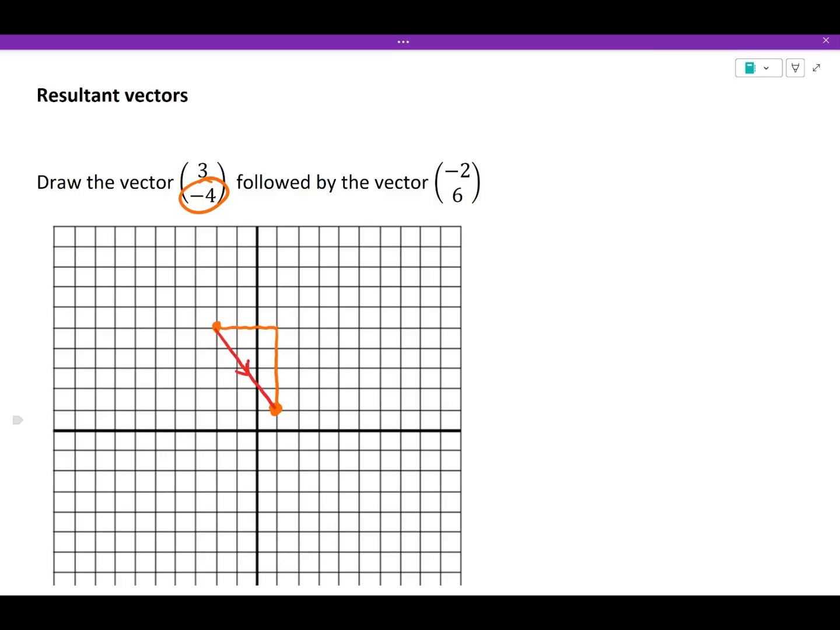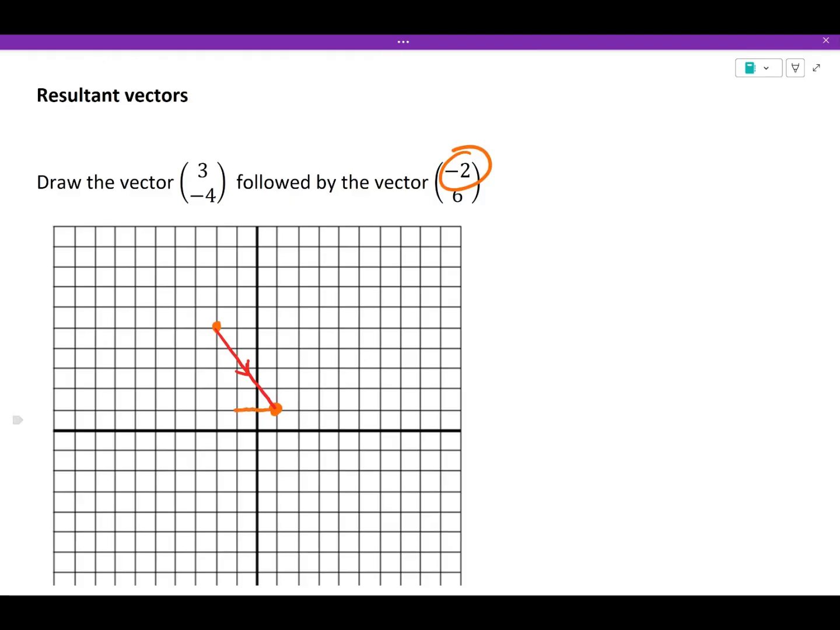Okay, what I'm actually going to do is I'm going to just rub off this working here just to declutter things a little bit. Okay, let's do my other vector then. So negative 2, 6. So from this point here, which is where I've ended up, we're going to do negative 2 as our horizontal component. So that means 2 to the left. So we're going to go 2 left, like that.